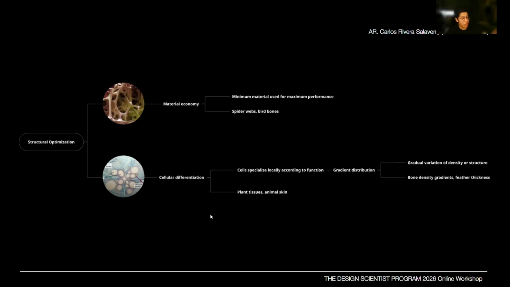And cellular differentiation, in which cells specialize locally according to function. We start having these gradients in distribution, like gradual variation, for example, in the density of a structure, bone density gradients, feather thicknesses start varying. We see this in plant tissues and in animal skins.